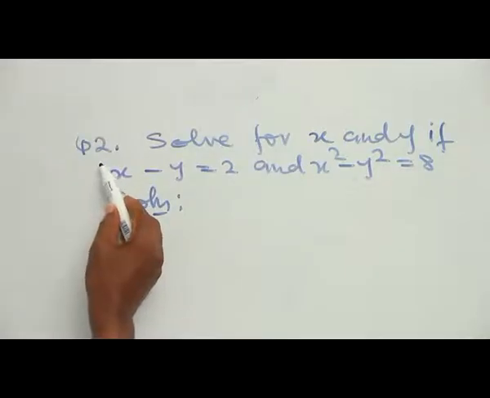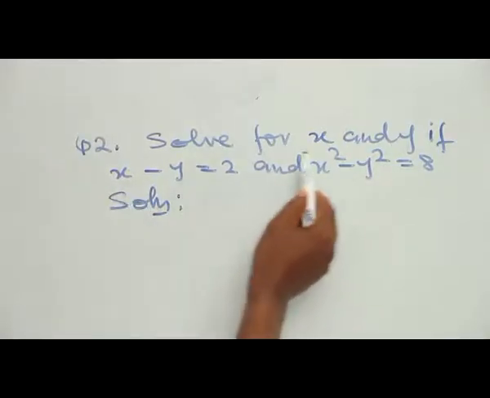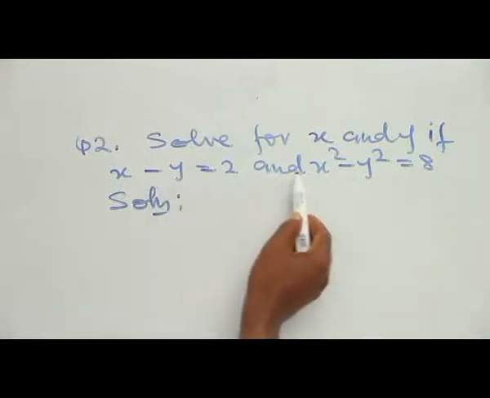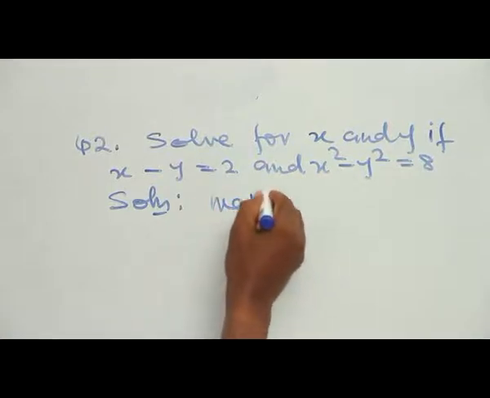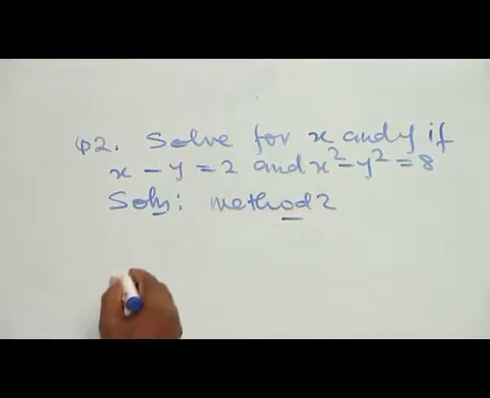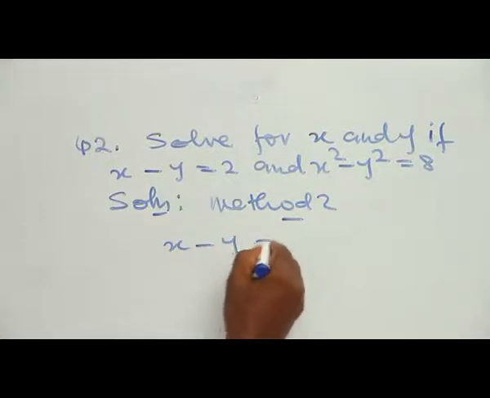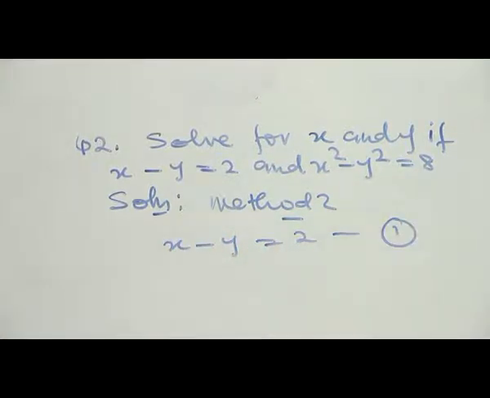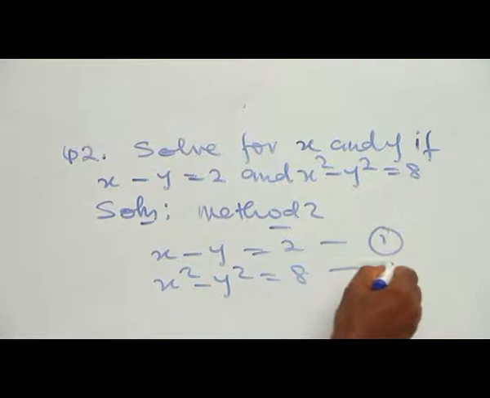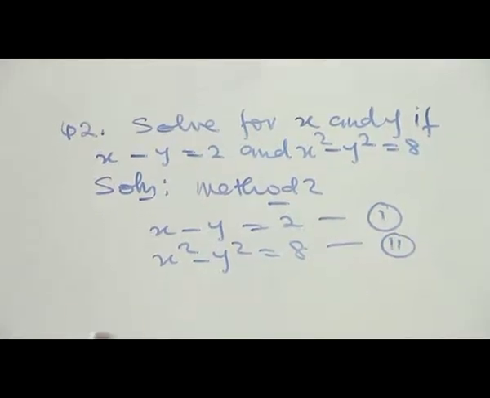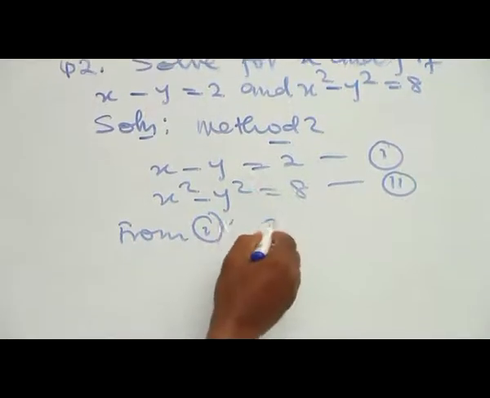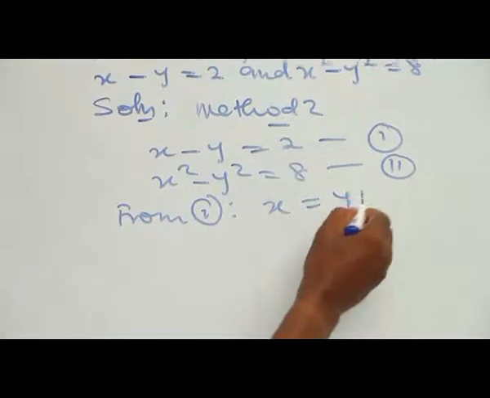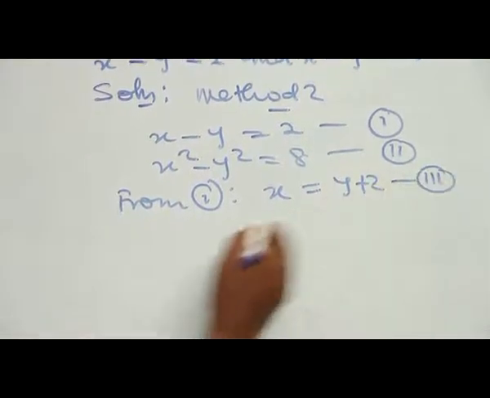The same example, question number 2, we have to solve for s and y if s minus y equal to 2 and s squared minus y squared equal to 8. We are going to use the second method. Let's call it method 2. Now the process is s minus y is equal to 2, call that equation 1, and then s squared minus y squared is equal to 8, we call that equation 2. Now from equation 1, you can make s the subject of the formula. s is equal to y plus 2. Call this equation 3.